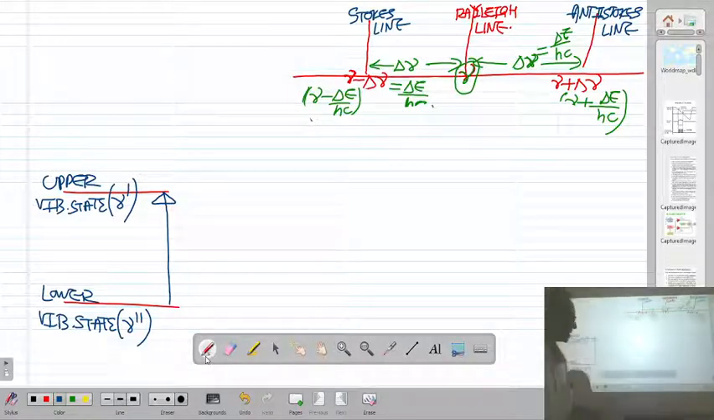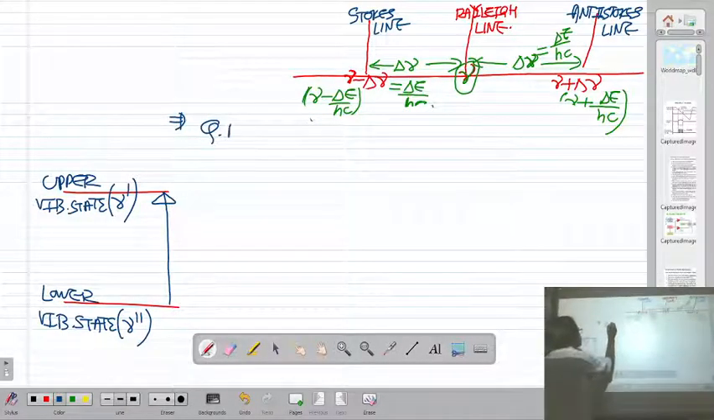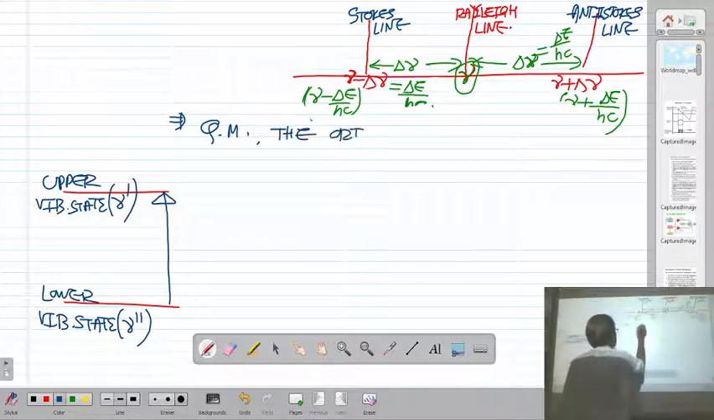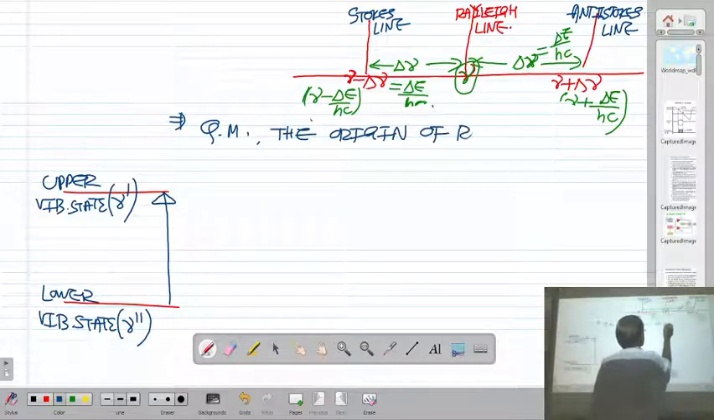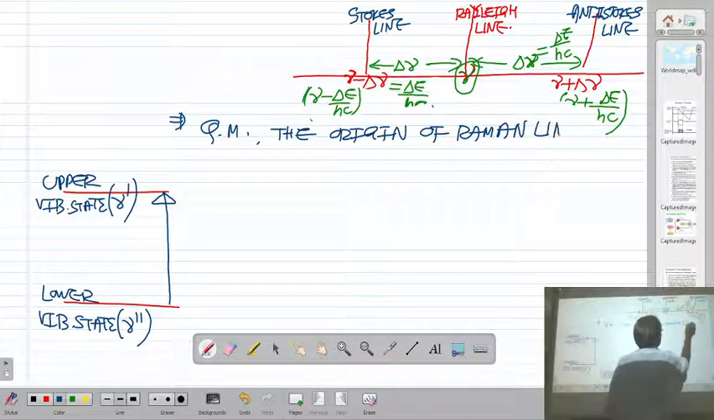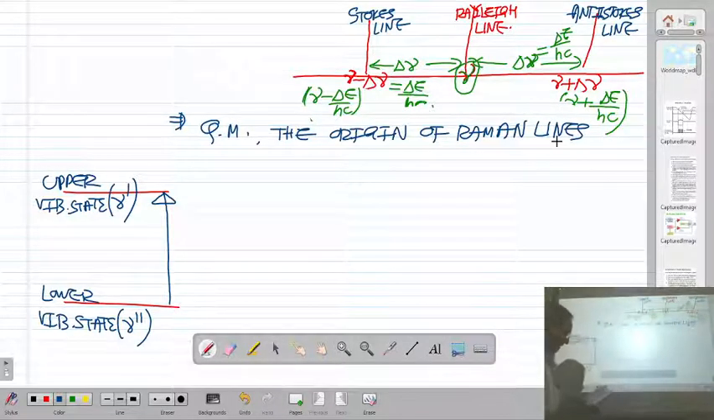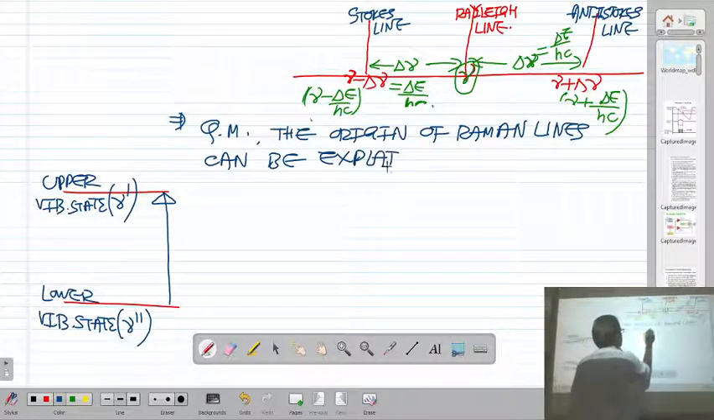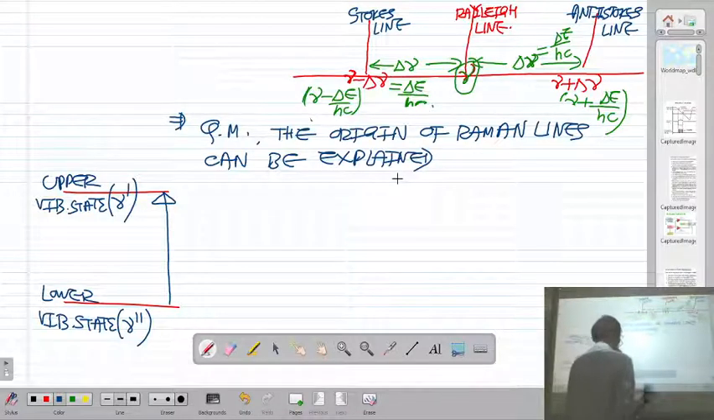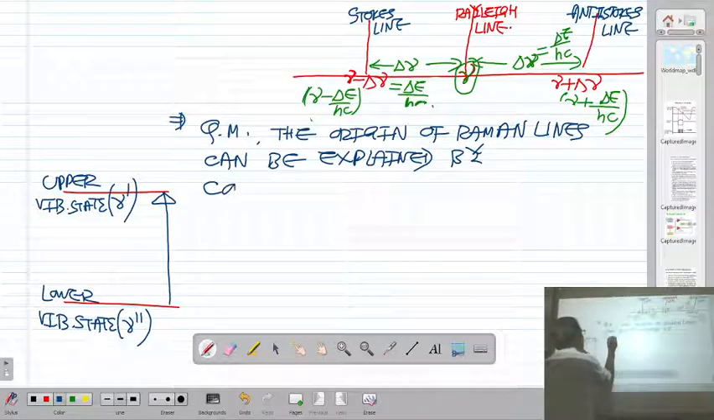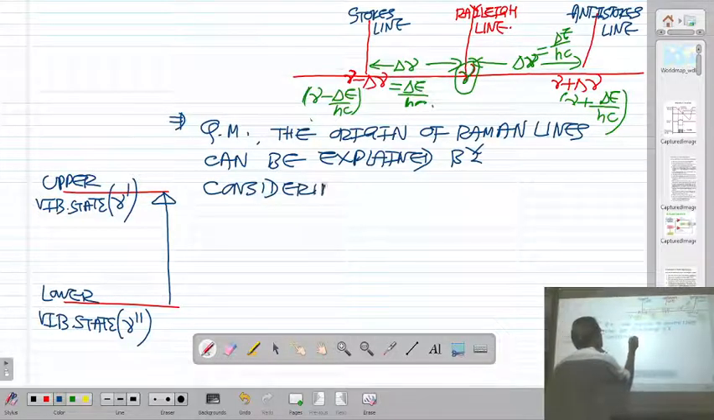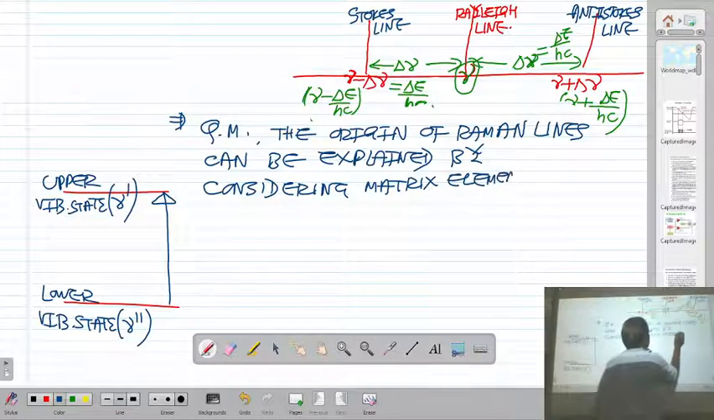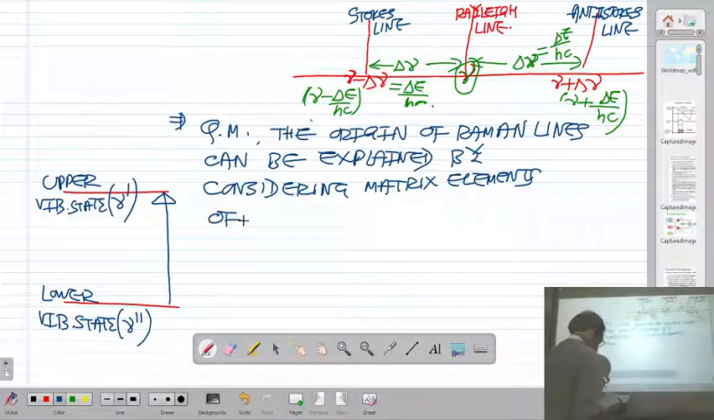Okay, quantum mechanically, the origin of Raman lines can be explained by considering the matrix element of the scattering dipole moment.